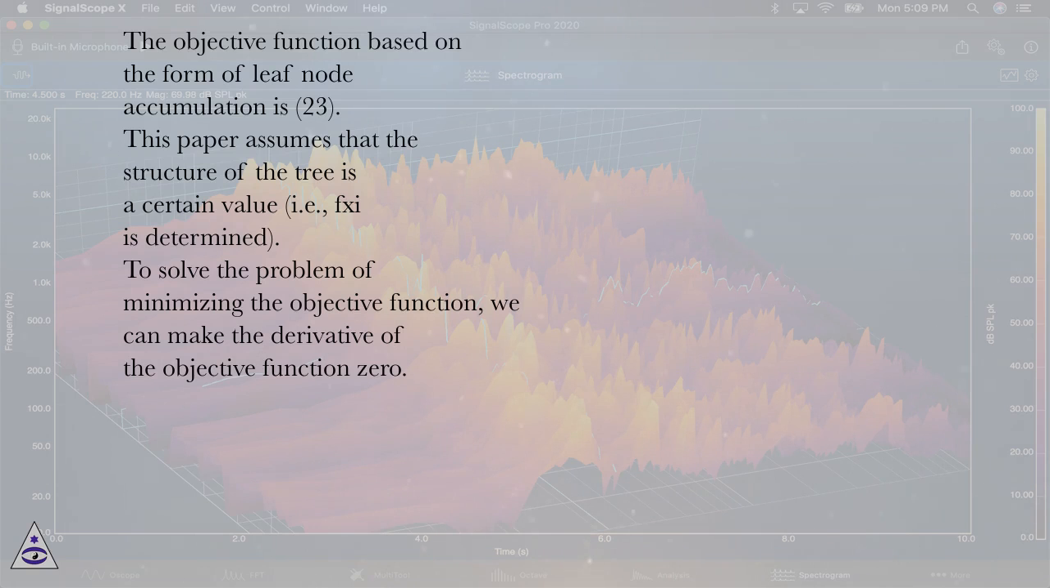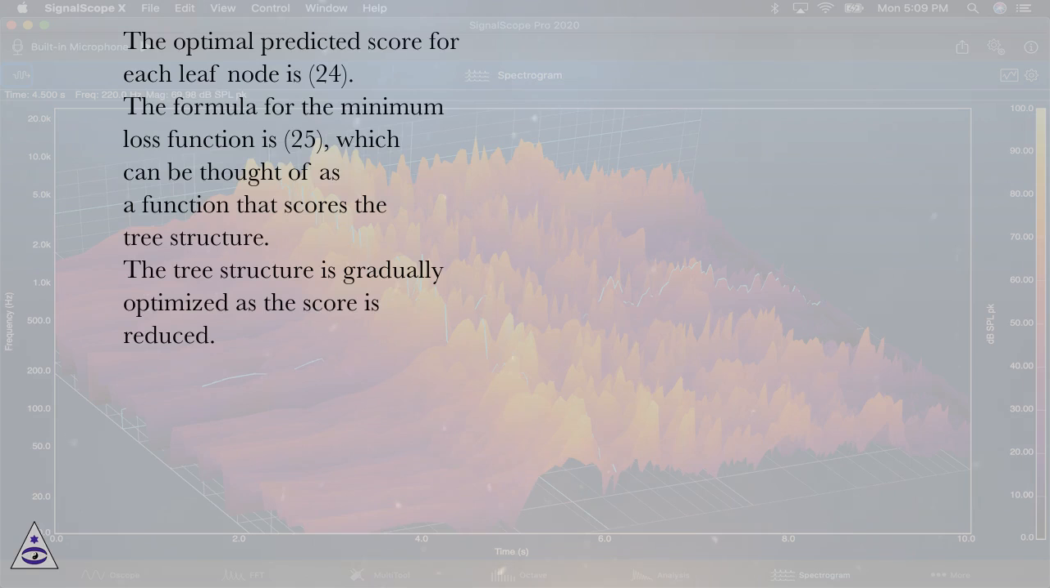This paper assumes that the structure of the tree is a certain value, i.e., phi is determined. To solve the problem of minimizing the objective function, we can make the derivative of the objective function 0. The optimal predicted score for each leaf node is 24. The formula for the minimum loss function is 25, which can be thought of as a function that scores the tree structure. The tree structure is gradually optimized as the score is reduced.